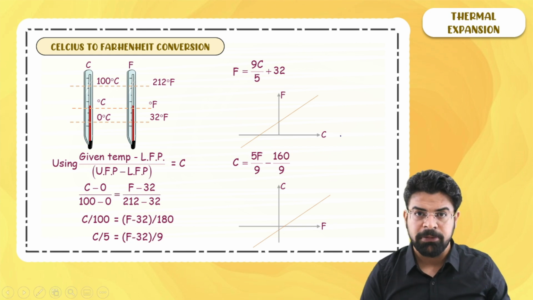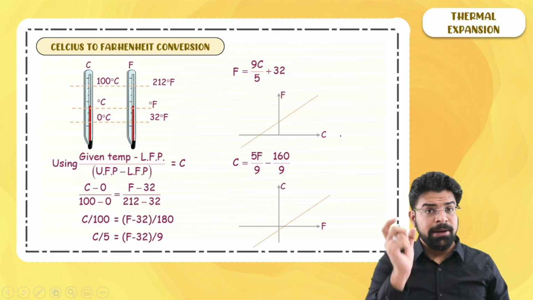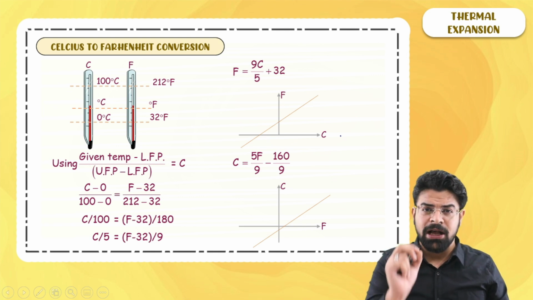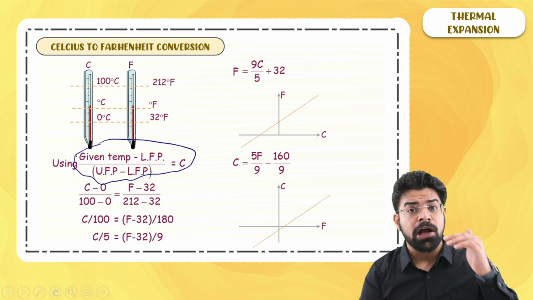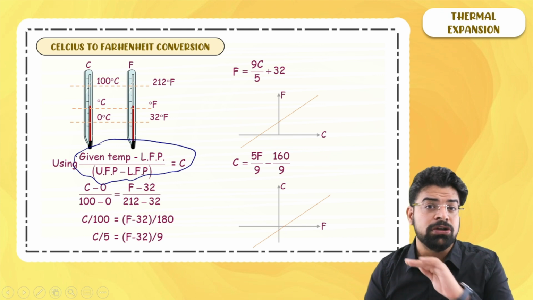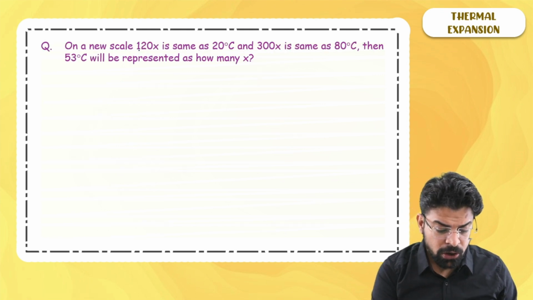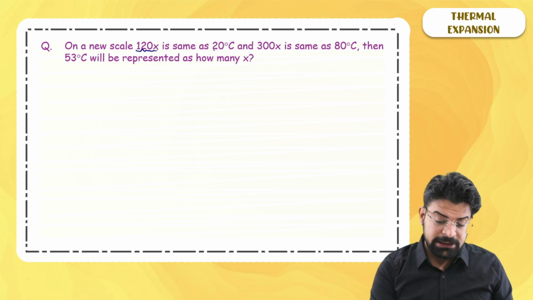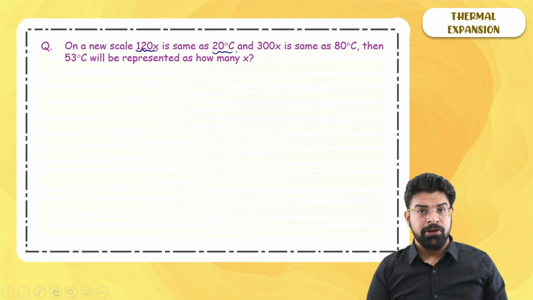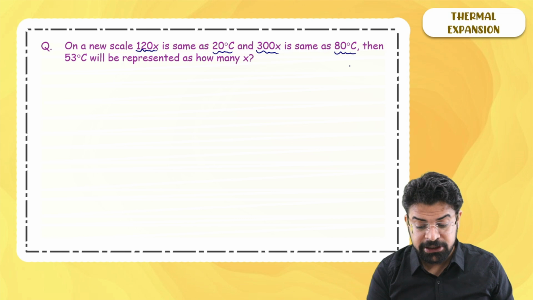Easy thing to remember. So now let's practice some questions based on thermometry. Remember that all these questions can be answered using just one formula, that is given temperature minus lower fixed point upon upper fixed point minus lower fixed point equals a constant. So let's start. The first question. On a new scale, 120x is the same as 20 degrees centigrade and 300x is the same as 80 degrees centigrade.